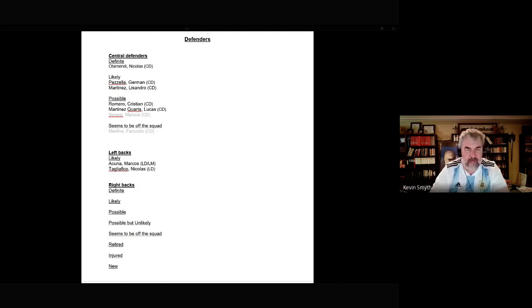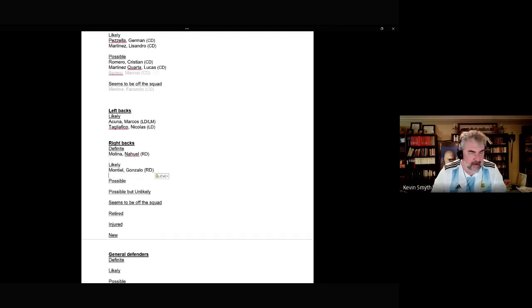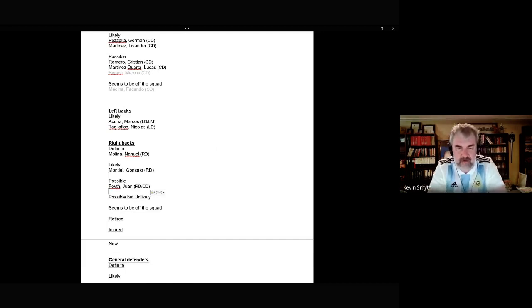Let's move on to right back, and we have Nahuel Molina as a definite candidate, and Gonzalo Montiel as a likely candidate, and Juan Foyth as a possible candidate. So we'll go back to Nahuel Molina. He started 11 of their 13 games in this position, so seems to have it pretty much sewn up. He was on the bench for the 2 others.